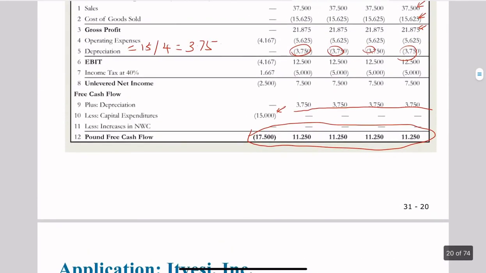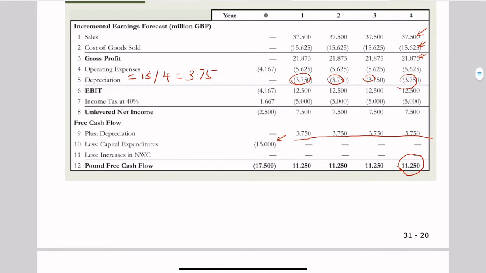Because you can see that here, to convert the 4th year free cash flow in pounds into the free cash flow in Canadian dollars, we have to find out the forward exchange rate in the 4th year.